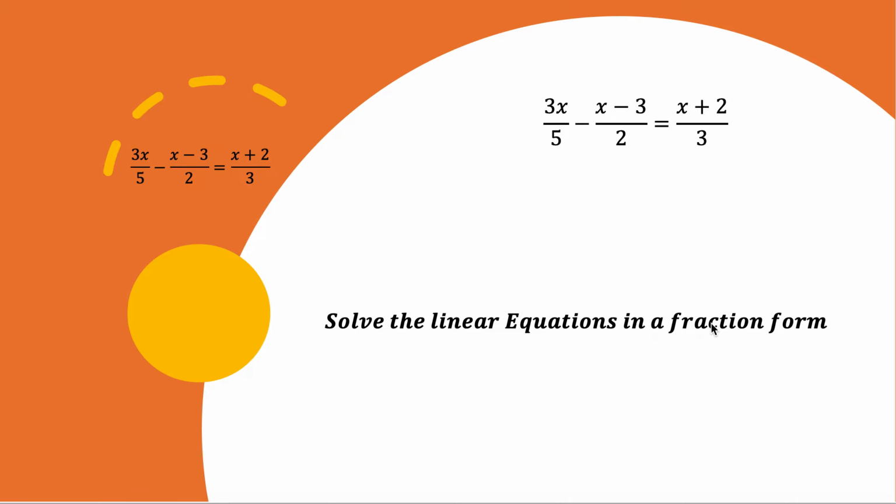Equation in a fraction form. So the linear equation is given in fraction form: 3x over 5 minus (x minus 3) over 2 is equal to (x plus 2) divided by 3. So now let's start here.